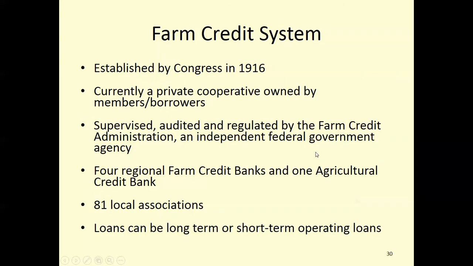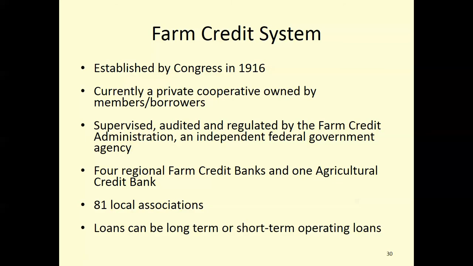Very common. The Farm Credit System was established by Congress in 1916. It's currently a private cooperative owned by member owners. So, Farm Credit Services, for example, would be an example. Supervised, audited, and regulated by the Farm Credit Administration, an independent federal government agency. The Farm Credit System also has 4 regional farm credit banks and 1 agricultural credit bank. There's 81 local associations, and loans can be long-term or short-term operating loans.